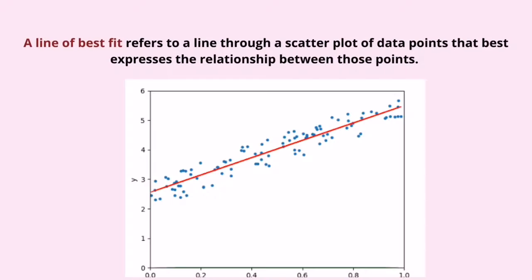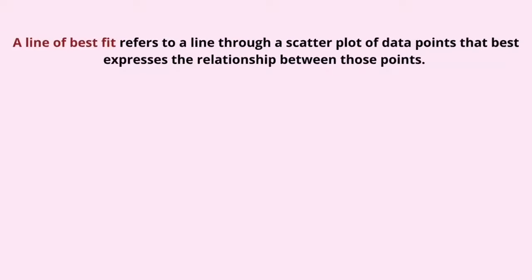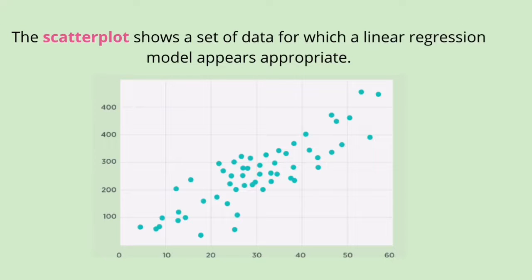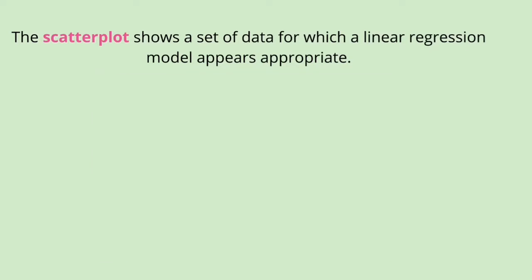We also have here the line of best fit, which refers to a line through a scatter plot of data points that best expresses the relationship between those points. This is the scatter plot. The scatter plot shows a set of data for which a linear regression model appears appropriate.